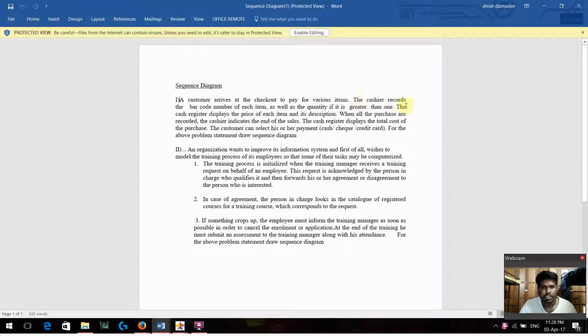The cashier records the barcode number for each item as well as its quantity, if it is greater than 1. After that, the cash register displays the price of each item, and displays the total cost of the purchase. So this is the overall scenario. Let's go to the sequence diagram now.